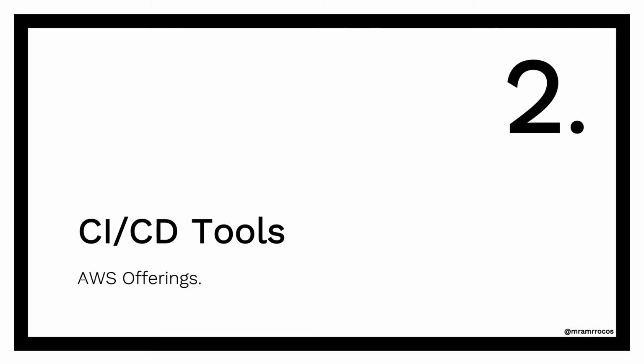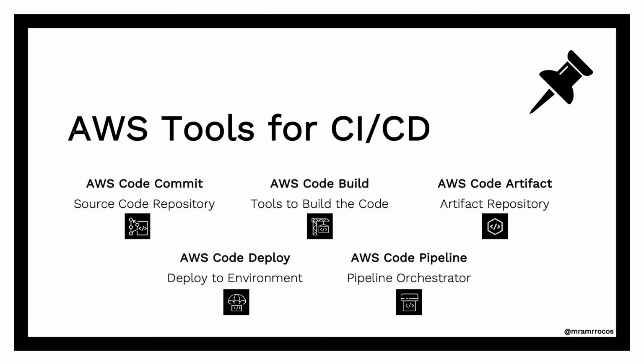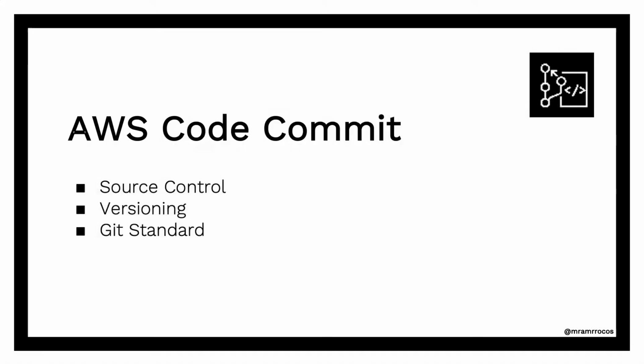Now, let's jump into the AWS CI/CD tools. The tools offered by AWS for CI/CD are the following: Code Commit, Code Build, Code Artifact, Code Deploy, and Code Pipeline. Code Commit is the tool that you use to create and manage your private source code repositories. It uses the Git standard and can be seamlessly integrated with other Git-based tools like SourceTree.